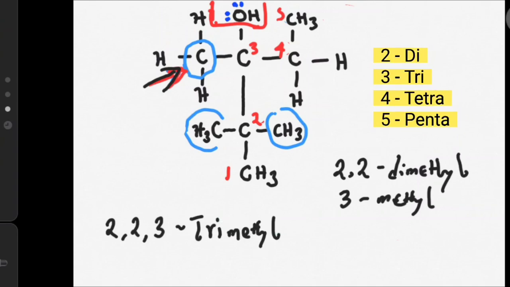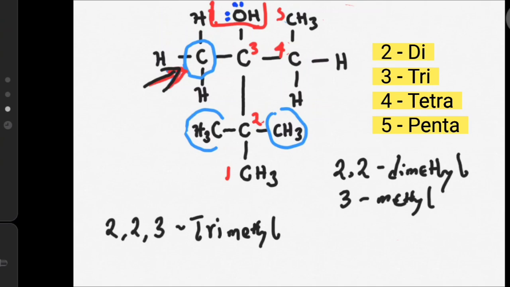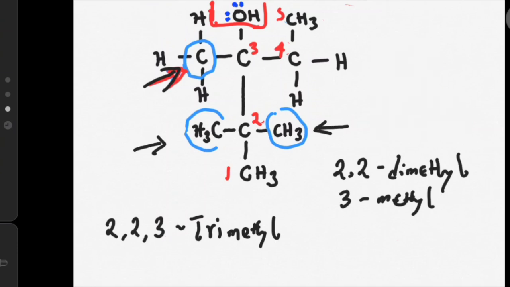Trimethyl. Can you see? This is the first methyl, this is the second methyl, this is the third methyl. So we have 3 methyl groups, so it's going to be 2,2,3-trimethyl. What is the parent name? Once you've named the substituent, you now add the parent name. The parent name we got was 3-pentanol.